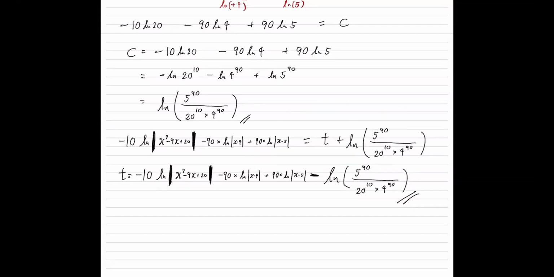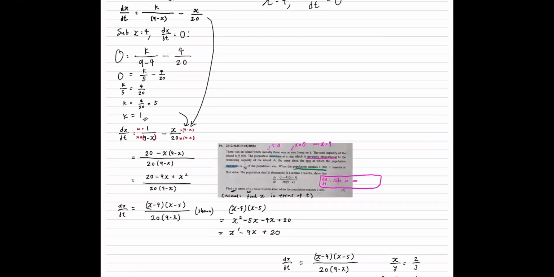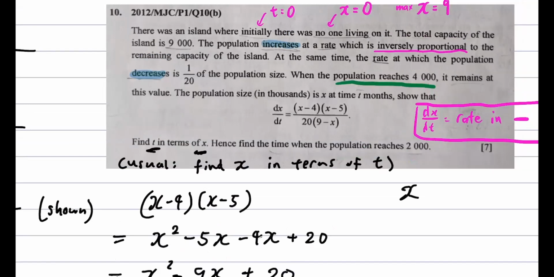Okay, it's not done yet. This is only the first part of the question. The first part of the question asks you to find t in terms of x. This part is okay already. Now we need to find the time when the population reaches 2000. Take note that x is in thousands. So when it's 2000, it means x is equal to what? 2, exactly. So you now have to sub in x equals 2 and find the t value. That's what the question is asking you to do.